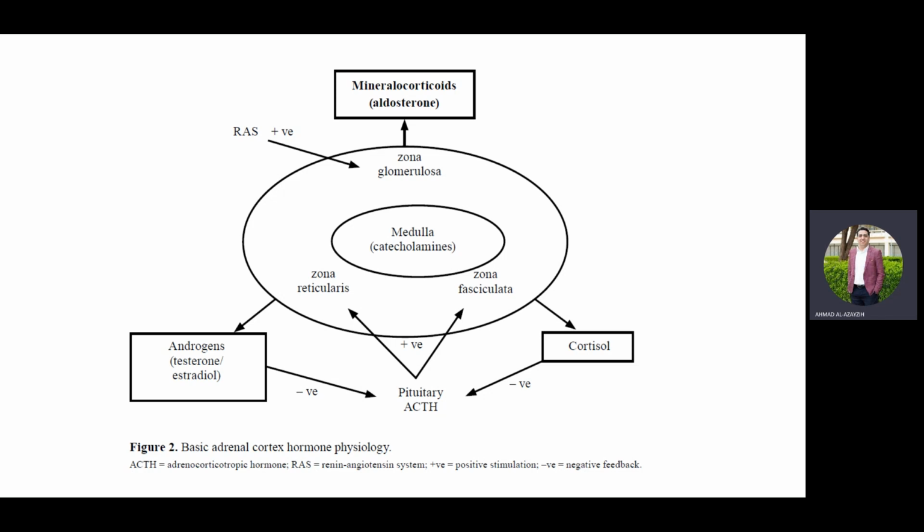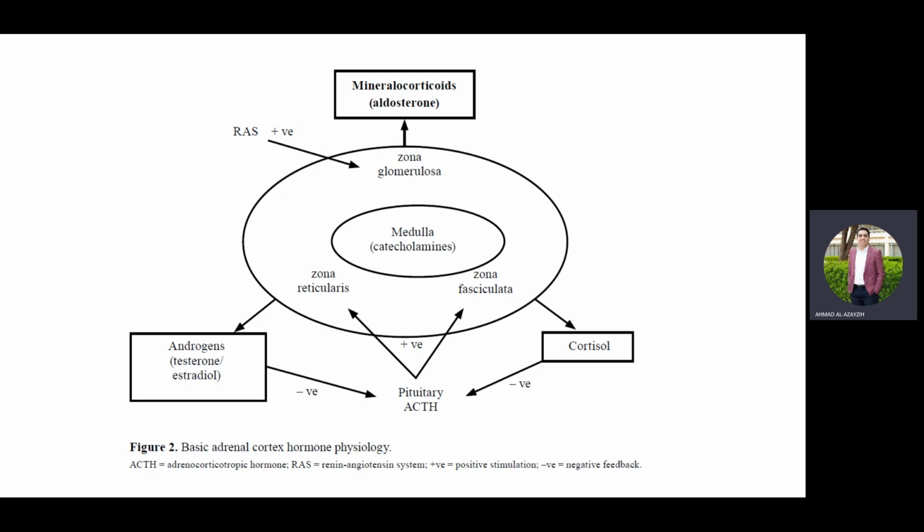So each layer of the adrenal cortex is actually responsible for production of different types of hormone. For example, the zona glomerulosa gets affected by the renin-angiotensin system, which will enhance the production of aldosterone from the adrenal cortex. And you know aldosterone is responsible for sodium and water retention, and of course, maintenance of blood volume and blood pressure.